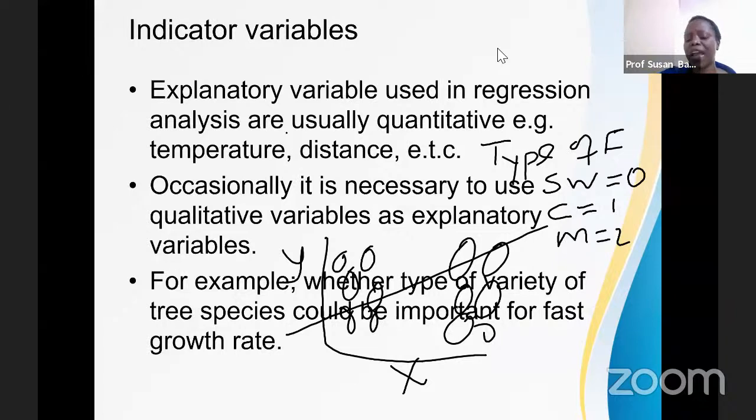If you find that the indicator variable you've included is significant, that's having one model or one regression line. So that's about the indicator variables. We are going to have a data set that shows you how to do the indicator variables.